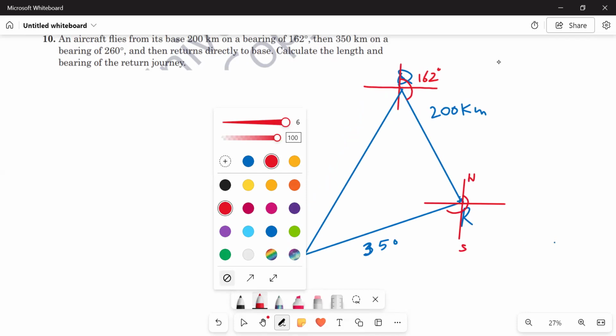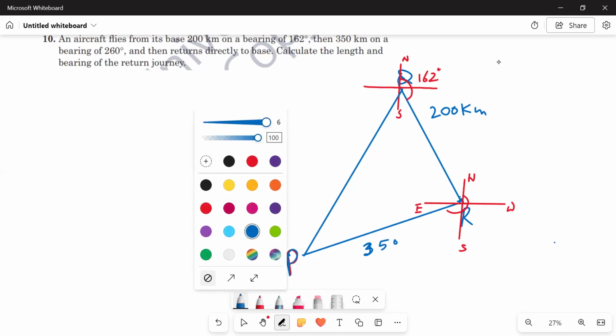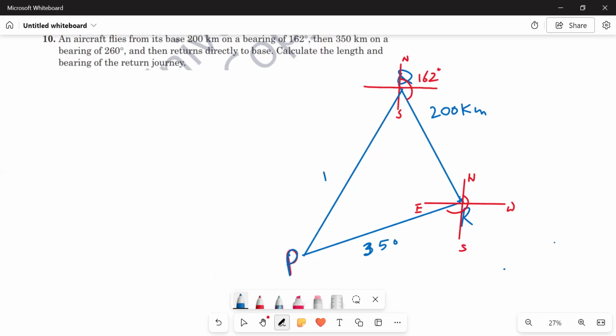So this one is north, south, east and west, north and south. Okay, and then return directly to the base. So calculate the length and bearing of the return journey. It means we have to find this distance. This one is P, and this distance we have to find is small r, and this one is Q, and this one is small p. We have to find the return distance, which means we have to find r.